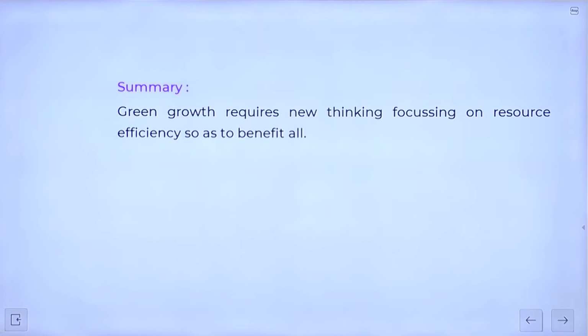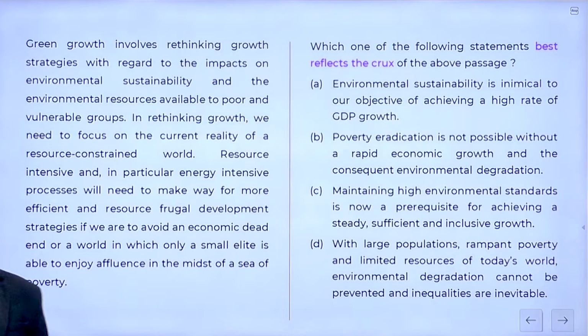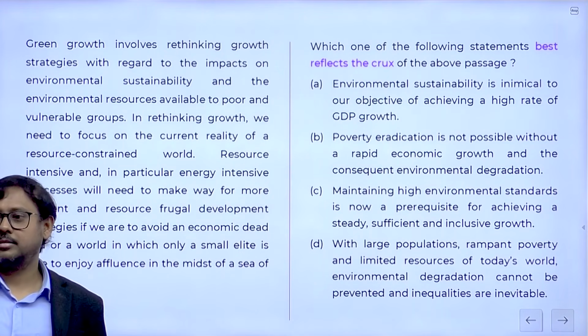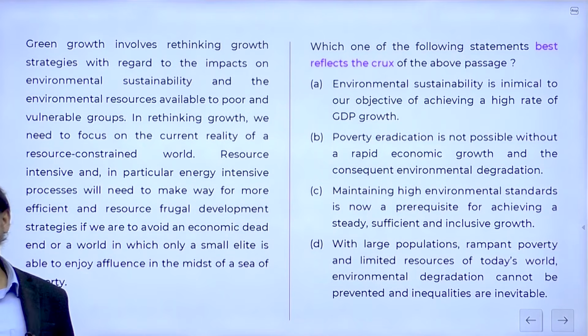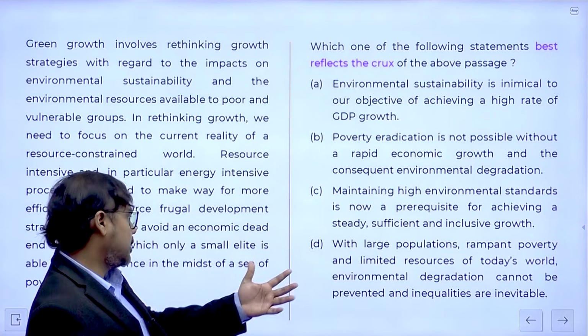Can I make this summary? अभी इसका आंसर क्या होगा? C, right? Is it making sense now? Tone and your summary, right? Now let's see why the other options are incorrect.